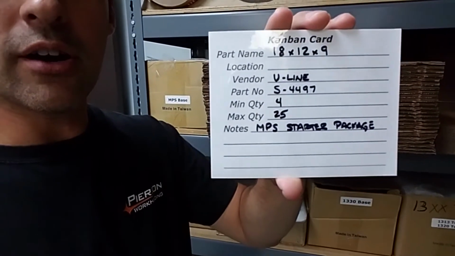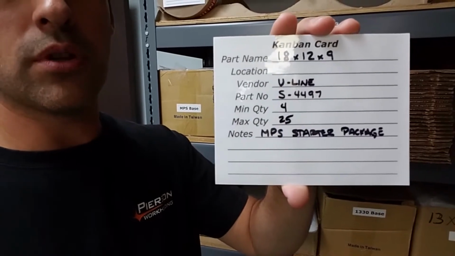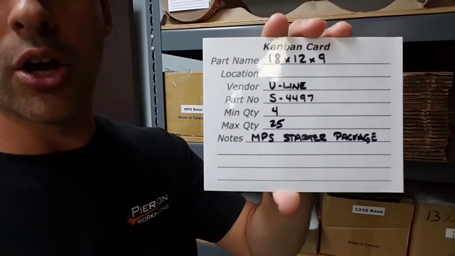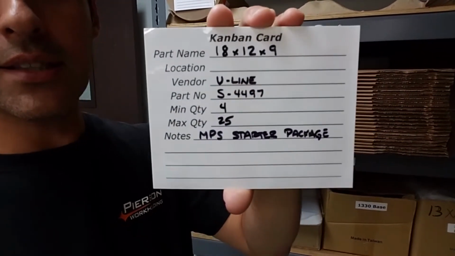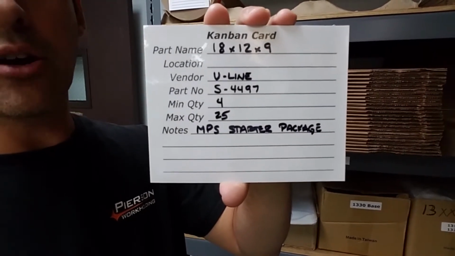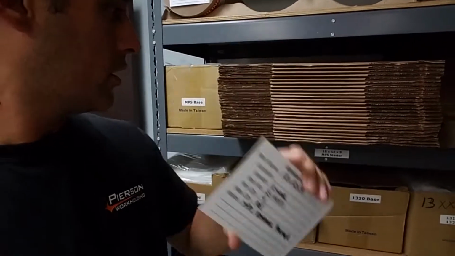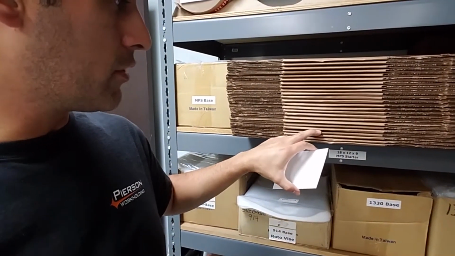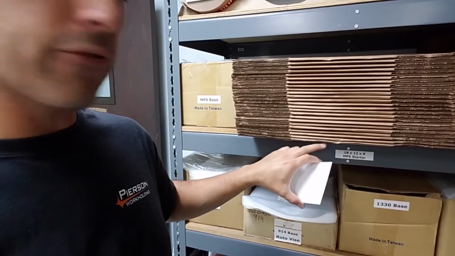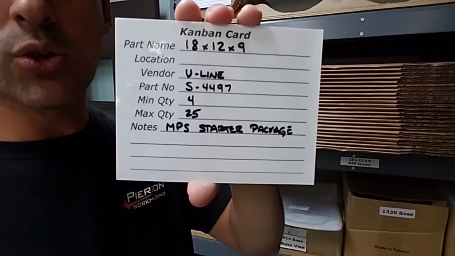Now the Kanban card has a lot of relevant information. First of all, it gives you the part. So if we find this laying on the ground, we know what it is. This is for our 18 by 12 by 9 box. Our vendor, we buy it from Uline. There's the part number. The minimum quantity, 4. So this card, when I pulled it out, you would have noticed there would only have been 4 boxes below this line. Next line, max quantity, 25.